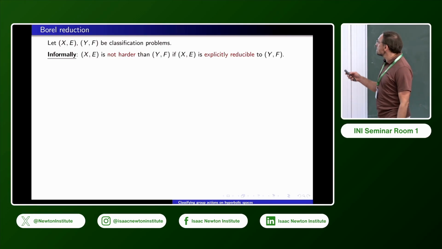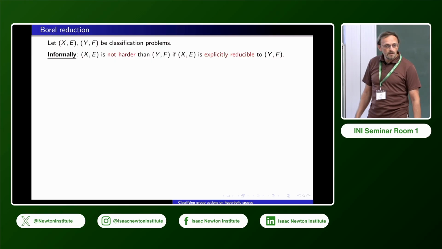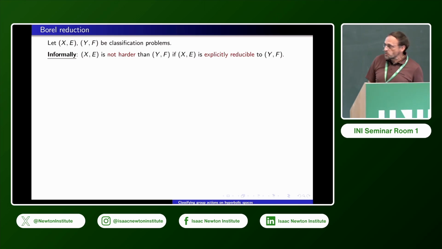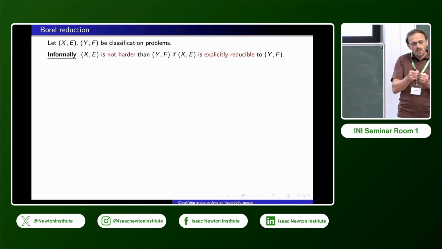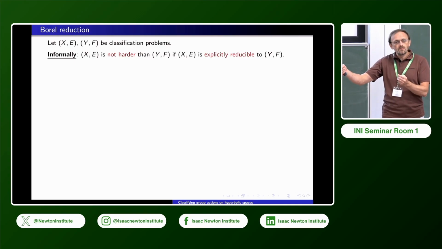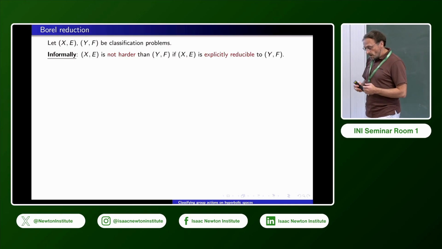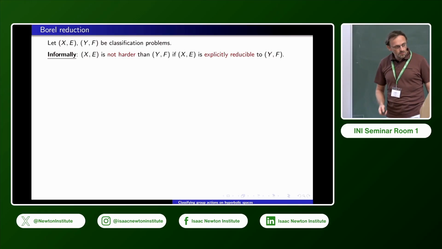Meaning that if you can classify elements of Y up to the equivalence relation F, then you can somehow classify elements of X up to the equivalence E. So Y serves as the set of invariants which provide you with the classification. And this reduction, the computation of invariants, must be explicit. Now, what does it mean to be explicit?